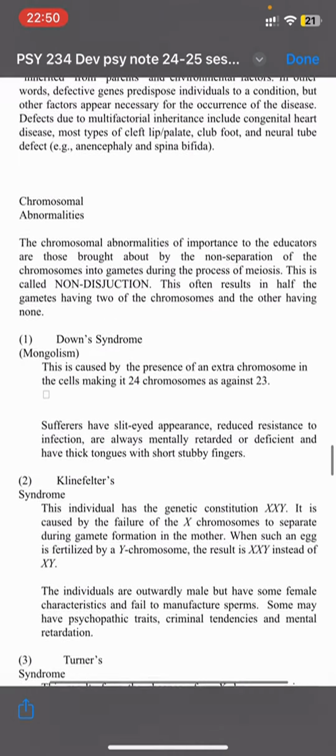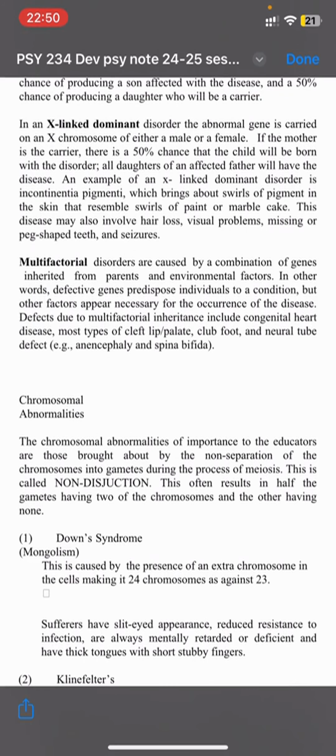In the second part of it, we will talk about multifactorial disorders. We start from chromosomal abnormalities, because multifactorial disorders are just a combination of genes inherited from parents and environmental factors. So disorders you get from your parents and the environment.